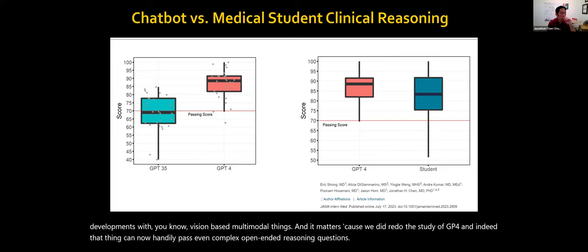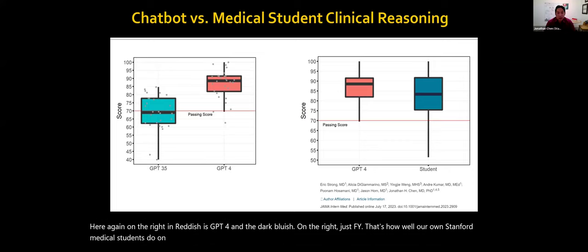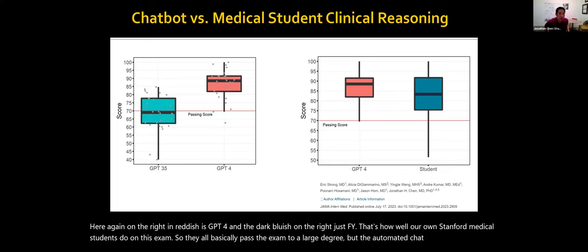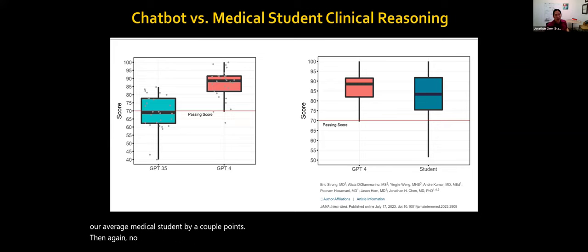Here again on the right in reddish is GPT-4, and the dark bluish, just FYI, is how well our own Stanford medical students do on this exam. So they all basically pass the exam to a large degree, but the automated chatbot even outscores our average medical student by a couple points. Then again, nobody's going to let a computer practice medicine and do something fully automated.